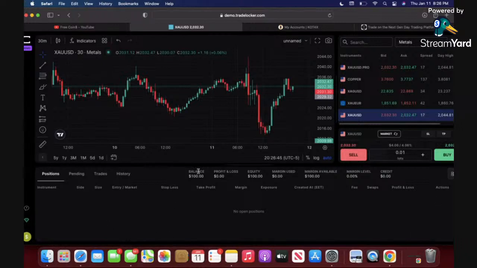This will show you where your stop loss is. This will show you where your take profit is, all in numbers. It's not going to show you that on the chart. It is to show you where it is located on the chart as far as the numbers.